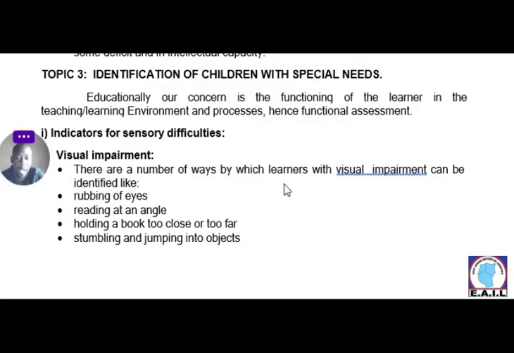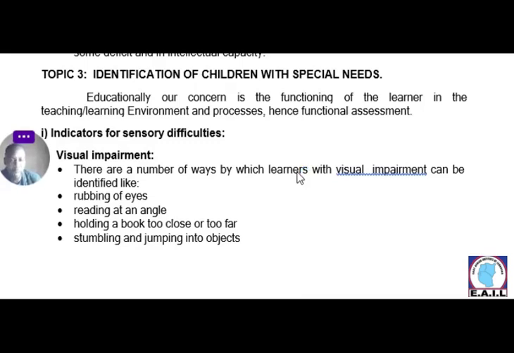Whereby we shall be looking at how we can identify children with special needs within our learning environment, at school or in class, while assessing their functionality. One we can talk about is indicators for sensory difficulties, where here you shall be looking at visual empowerment.